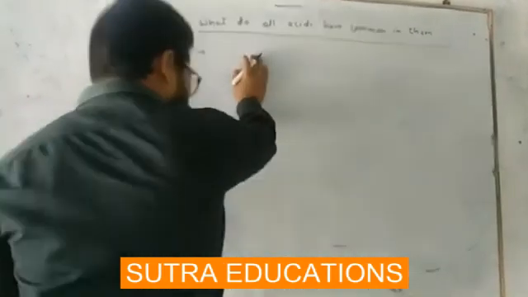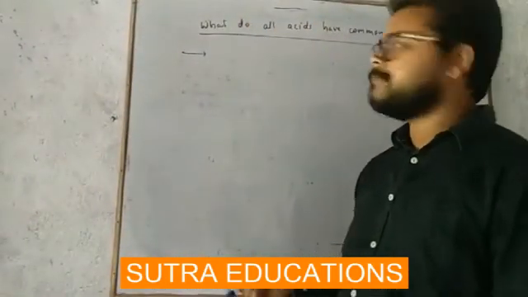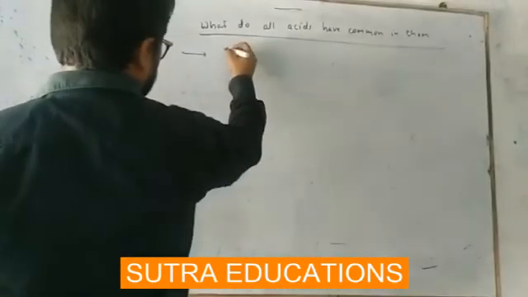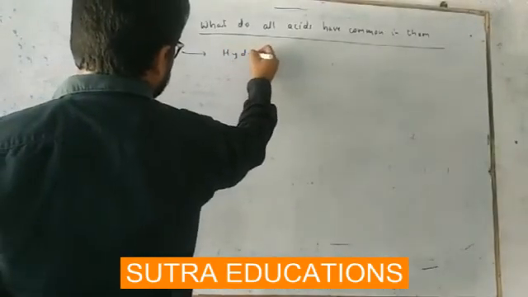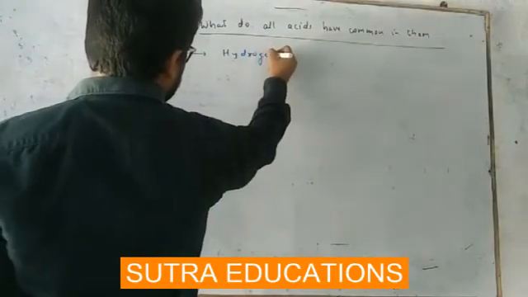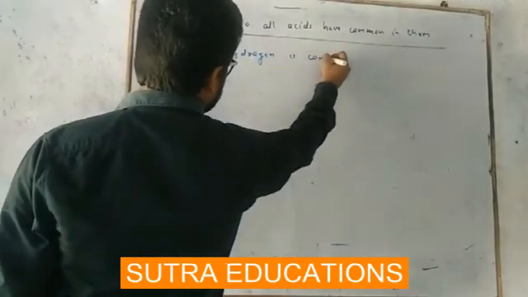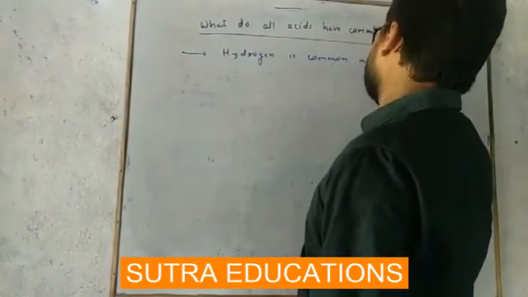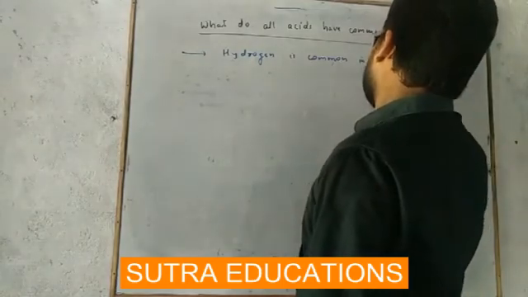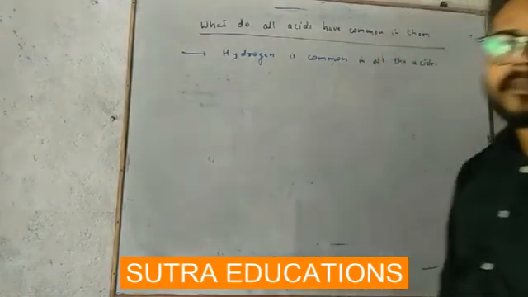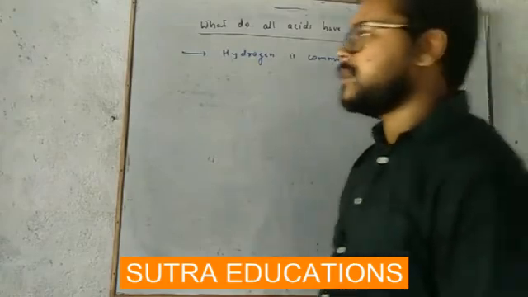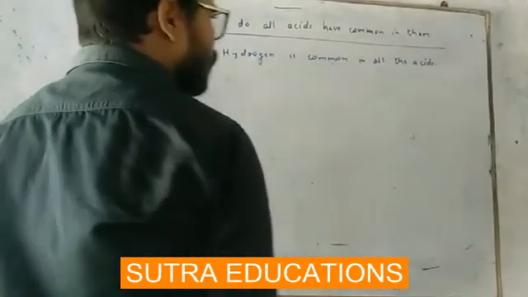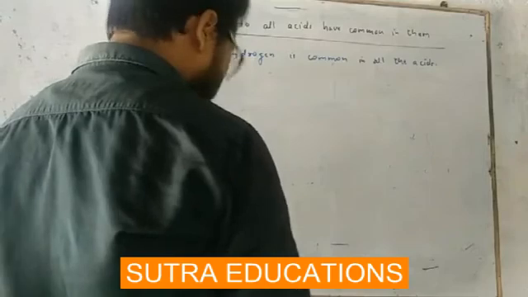So all acids have hydrogen. All acids have hydrogen, which is common in them. Hydrogen is common in all the acids. How to check? To check this, take a number of acids.